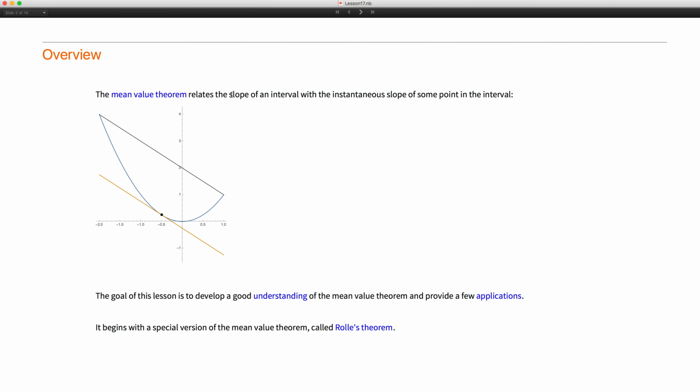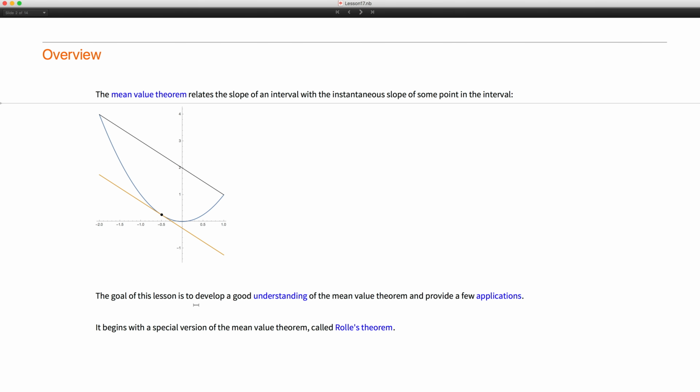So the mean value theorem, roughly speaking, relates the slope of an interval with the instantaneous slope of some point in the interval. Now, let's look at that a little bit more in detail. So here I've got a curve, and I join the two endpoints over here by a secant. And what the theorem is saying is that the slope of this interval over here is somehow related to the slope of this tangent at some point. So that's what the theorem is about: the slopes of intervals and the slopes of tangents.